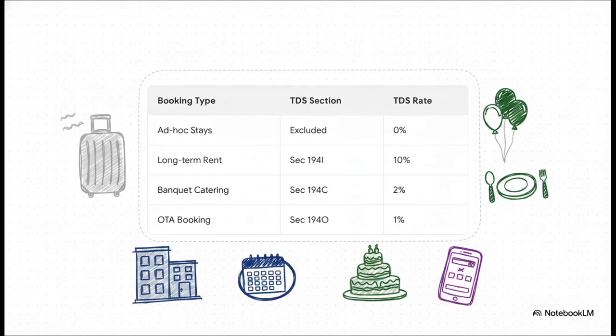As we just saw, ad hoc stays are excluded at 0%. Long-term earmarked stays fall under 194I at 10%. But look at standalone banquets or pure catering. These are considered work contracts under Section 194C, which triggers only a 2% TDS rate for corporate entities. And finally, if a booking is facilitated by an online travel agent or OTA, under Section 194O they have to deduct 1% TDS on the gross amount facilitated through their platform.